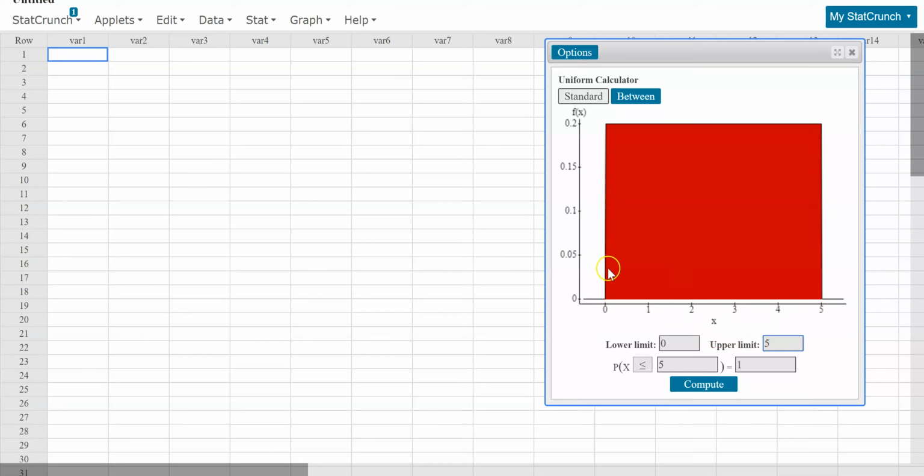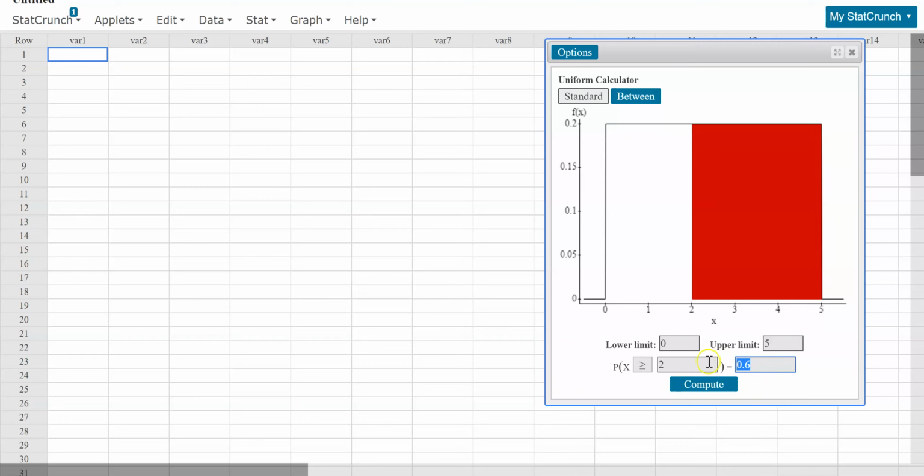Now notice what happened. It automatically calculated the height of the rectangle for me, and it's at 0.2, just like we found. Then I could use the probability calculator down here to figure out the probability. They wanted to know what's the probability that I would have to wait more than 2 minutes. So I'm going to find greater than or equal to 2. What's the probability x is greater than or equal to 2? 60%.